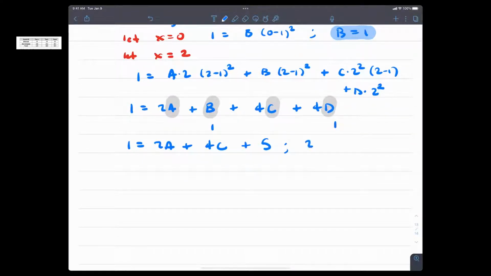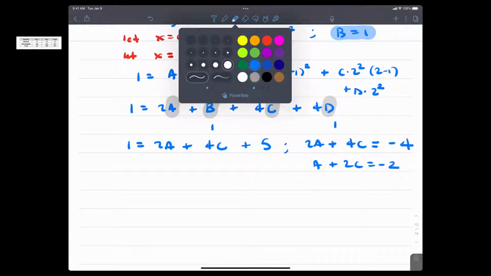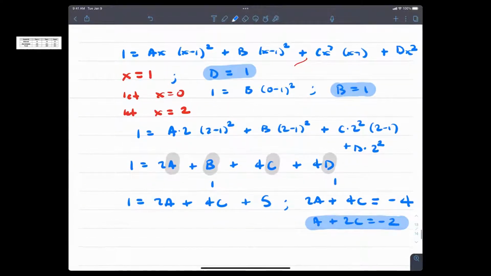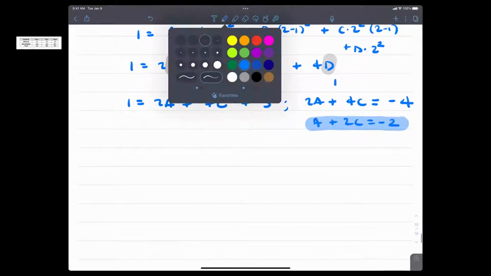Or we can say 2A plus 4C now is -4, I believe. And divide both sides by 2, A plus 2C will be -2. Okay? So if you look at this, one equation and 2 unknowns in terms of A and C. Right? So here's one thing that we can do. If you want, you could continue with cases.